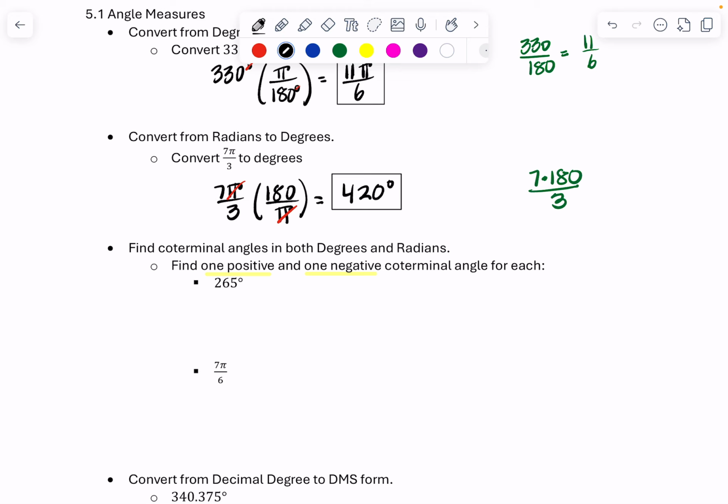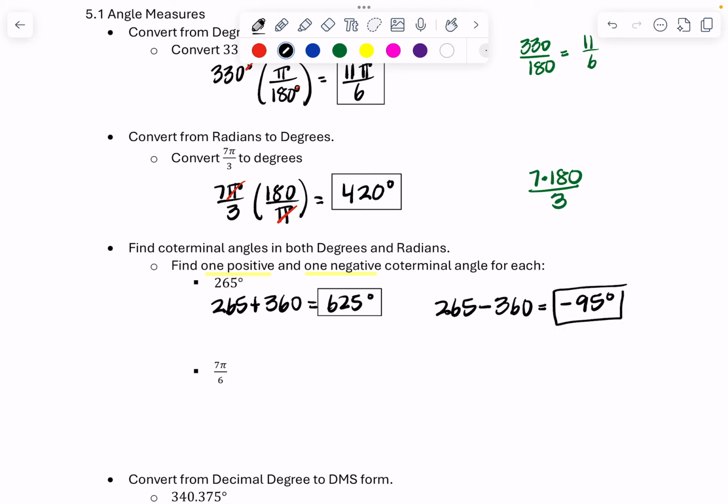So for degrees, to find a positive and negative coterminal angle, all you really have to do is add 360 and subtract 360. Okay, so if you add 360 and you subtract 360, you should get your two correct answers. And if we add 360 to 265, we get 625. So this is the positive coterminal angle. And then if we take 265, subtract 360, we get negative 95, and that is our negative coterminal angle. So you need one of each.